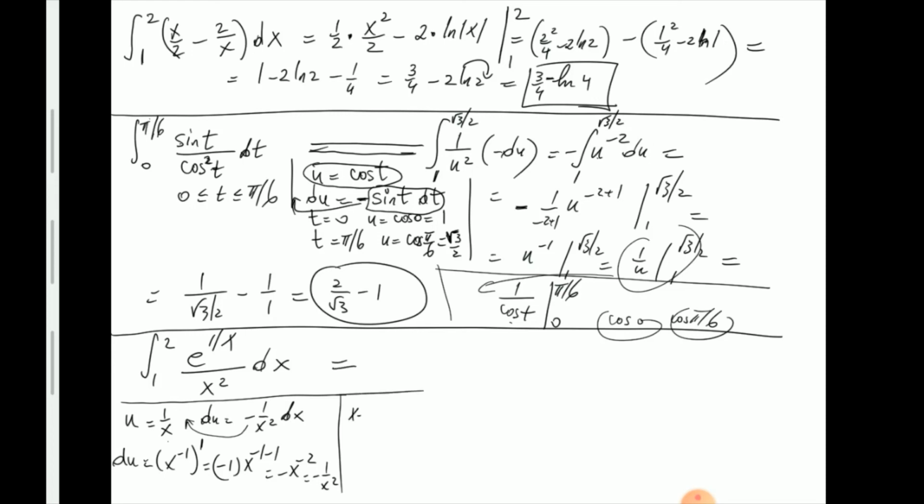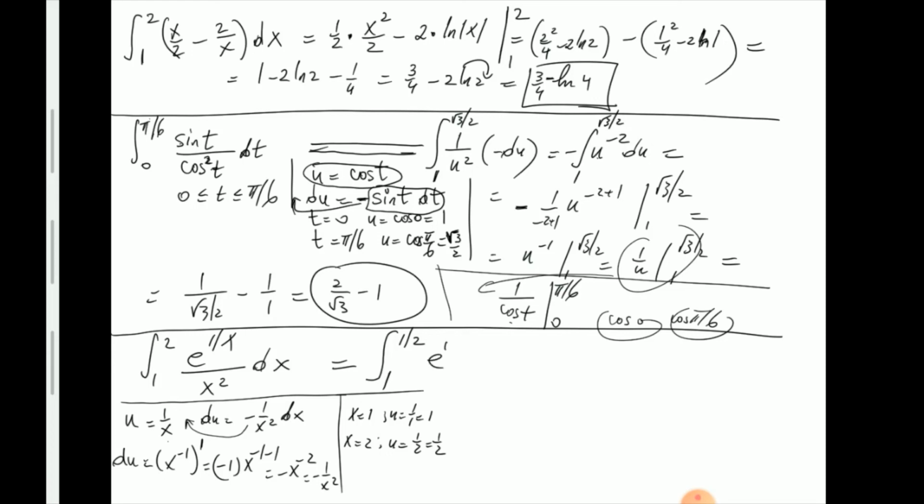So if x is equal to 1, u is 1 over 1, which is 1. When x is equal to 2, the upper bound, u is 1 over 2. And notice, as I mentioned before, the upper bound doesn't have to be larger in value than the lower bound, but it's important to put them in the correct order. So when x was 1, u is 1. When x was 2, u is 1 over 2.